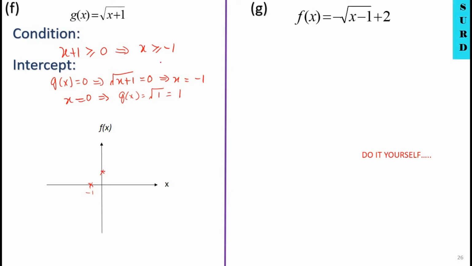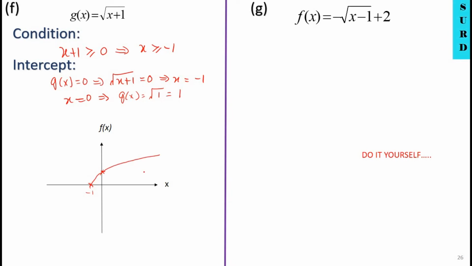From this condition, you know that the graph should be on the right hand side of negative 1. So we just connect these 2 points. Okay, so you have this. Is that clear?